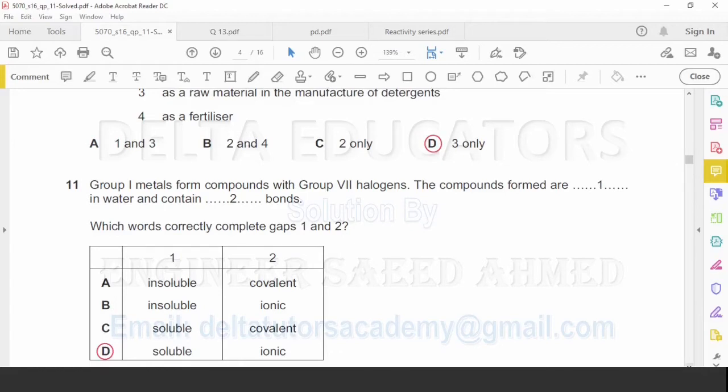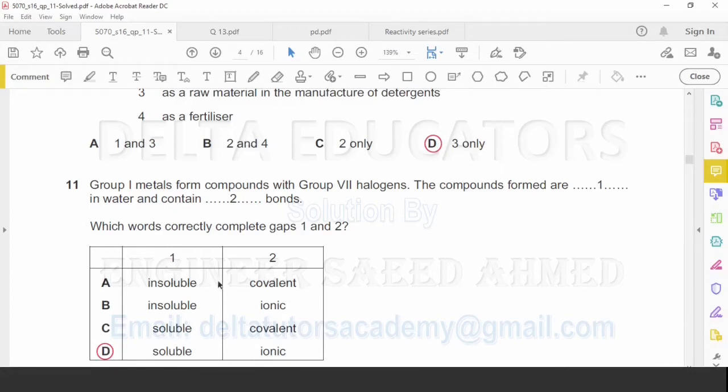The compounds formed are number 1, here we have a gap we have to fill, in water and contain number 2, here again we have a gap to fill, bonds. Which words correctly complete gaps 1 and 2? For gap 1, in options A and B it is given insoluble, in C and D it is given soluble. For gap 2, for A it is given covalent, in B it is ionic, in C it is covalent, and in D it is ionic.